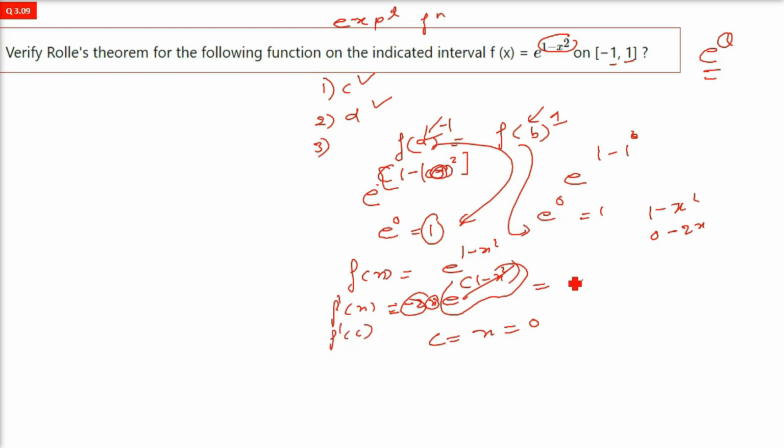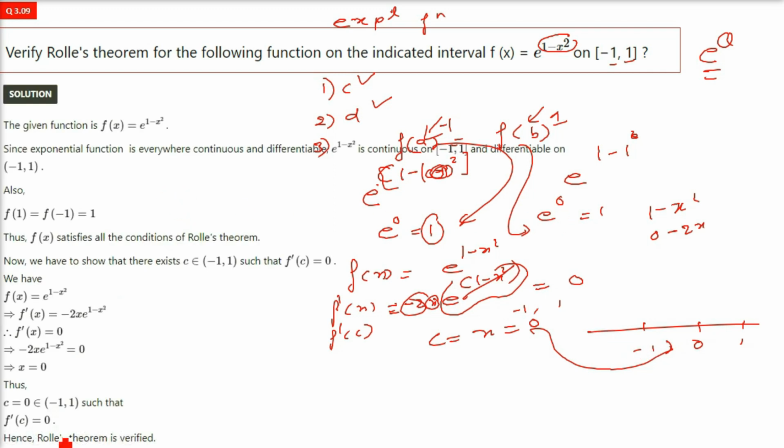And this 0 has to lie between -1 and 1. And we see that if you draw a number line, 0 is actually between -1 and 1. That means you have verified Rolle's theorem. Let me show you this scenario, or the reference solution which you have to adopt and write.